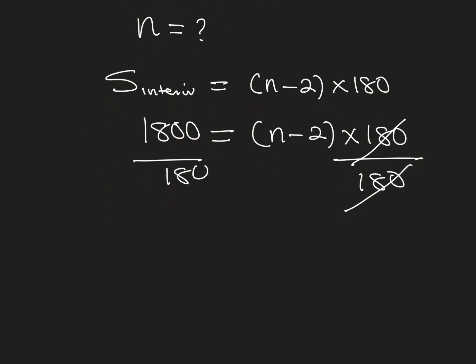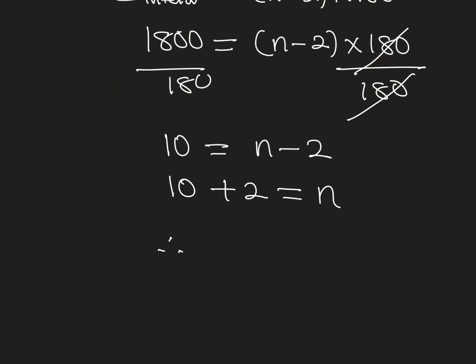1800 divided by 180 is 10. This is equal to n minus 2. So 10 plus 2 is equal to n. Therefore, n is equal to 12 sides. All right.